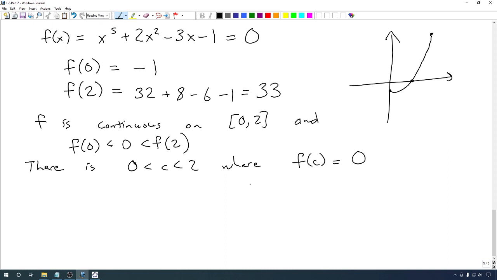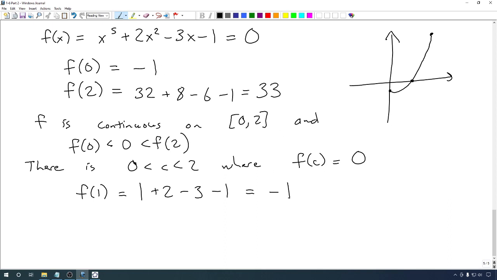If I want to narrow down the result, we could actually pick some points in the interval from 0 to 2 and see what values we get. Specifically, I'm going to pick 1. What is f of 1? Go ahead and plug that in here. We have 1 to the 5th power is 1. 2 times 1 squared is 2. Negative 3 times 1 is negative 3. And we saw the negative 1. So ultimately we get negative 1.